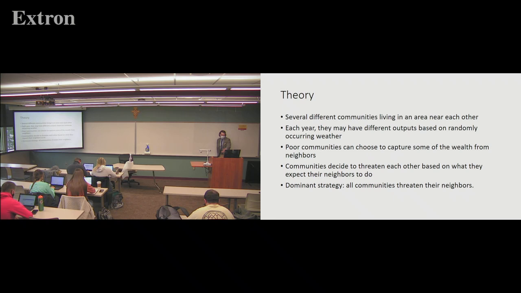So think of a theory behind this. You've got several different communities living in an area near each other. And every year they're going to have different outputs. And the different outputs of agriculture aren't based on really anything going into it. It's not based off of how much they choose to plant, the land that they have. It's based on randomly occurring weather. So it's something outside of their control and very difficult for them to anticipate.